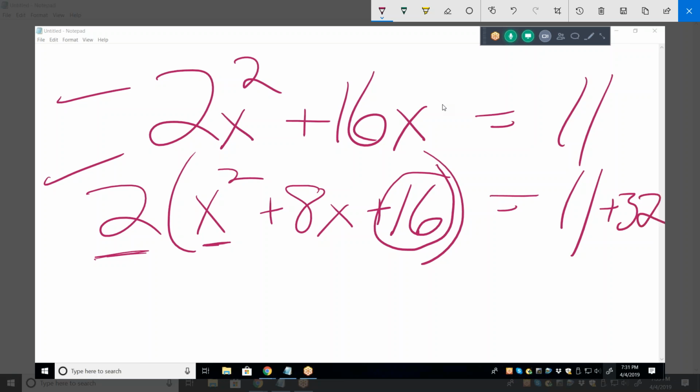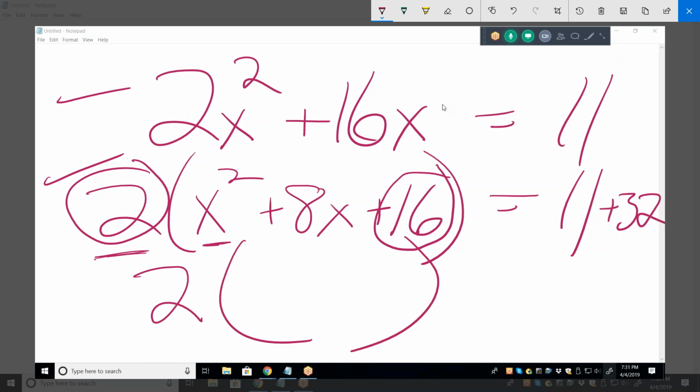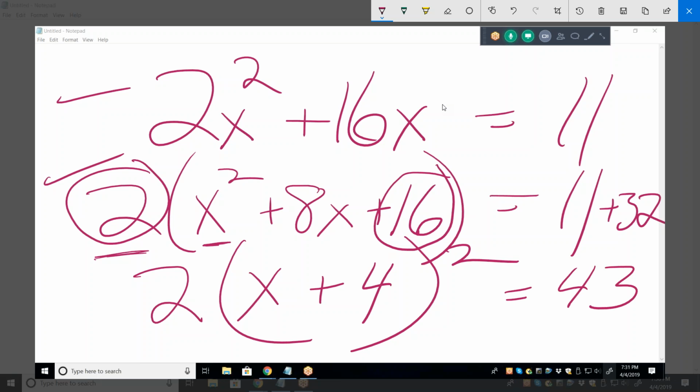Right. And this is harder because I factored something out, but when I add that third term, I got to multiply it by what I factored out because I really have added 32 to the left side. Now I get 2 times, how can I write what's inside the parentheses? X what? Something squared. X plus 4. Yeah, there's the linear term squared. You're always going to be able to do that. That's the whole point of completing the square.